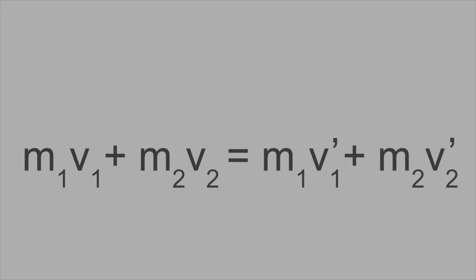Some sources will show the momentum conservation equation like this. You'll see an apostrophe after the ending velocity of both objects. That's pronounced prime. So you would have pronounced this m1 v1 prime and m2 v2 prime.